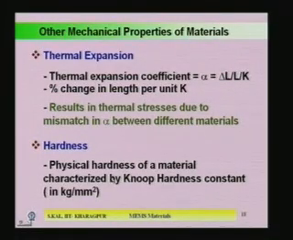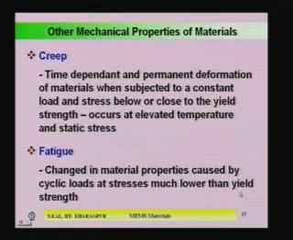Hardness is another mechanical property. The physical hardness of a material is characterized by the Knoop hardness constant, and it is in kg per millimeter square. Knoop is basically the name of a scientist. He investigated that particular property of the material, that is why it is characterized by Knoop hardness, defined in kg per millimeter square. Now, others are creep and fatigue. These are all mechanical properties. What is creep? Creep is basically a time dependent and permanent deformation of materials when subjected to a constant load and stress below or close to the yield strength.